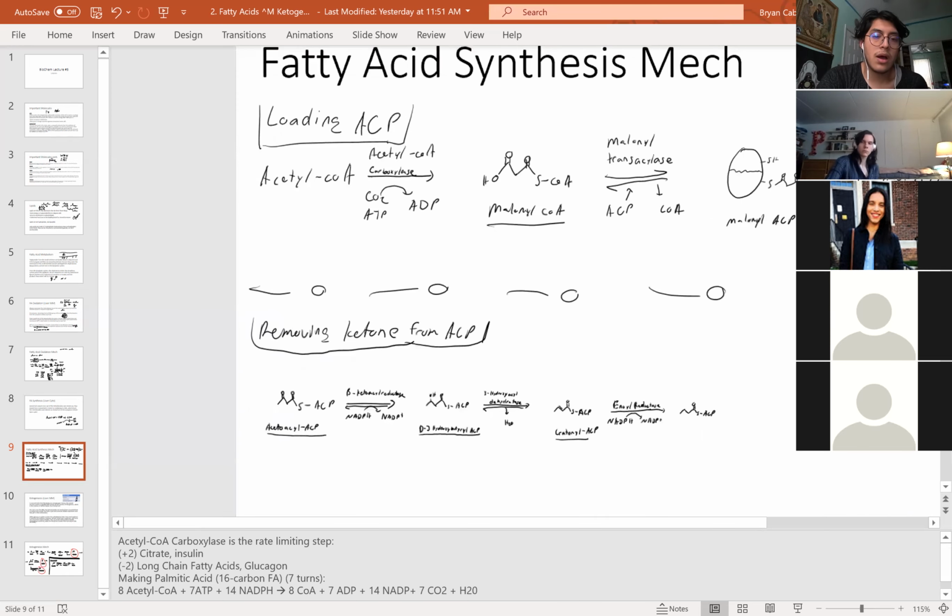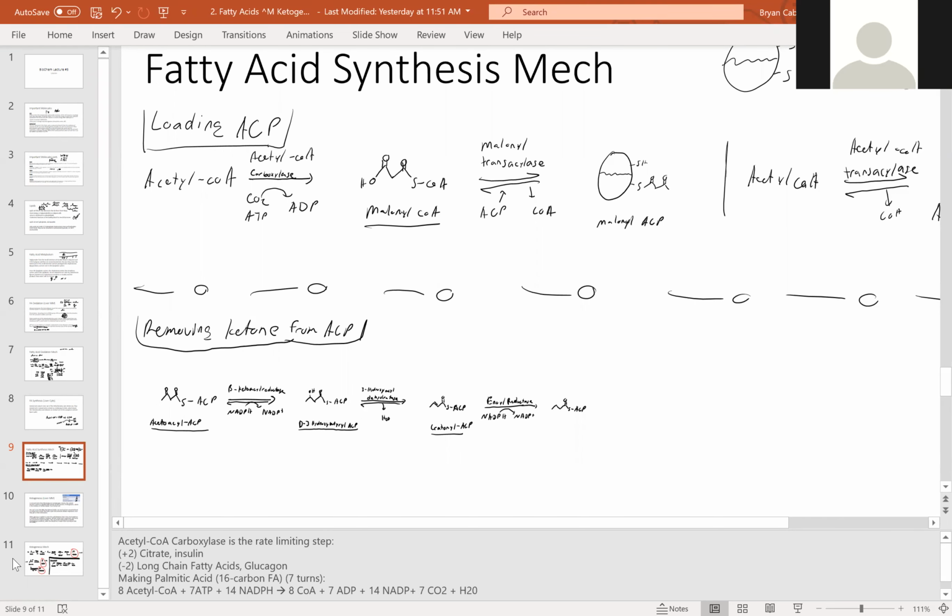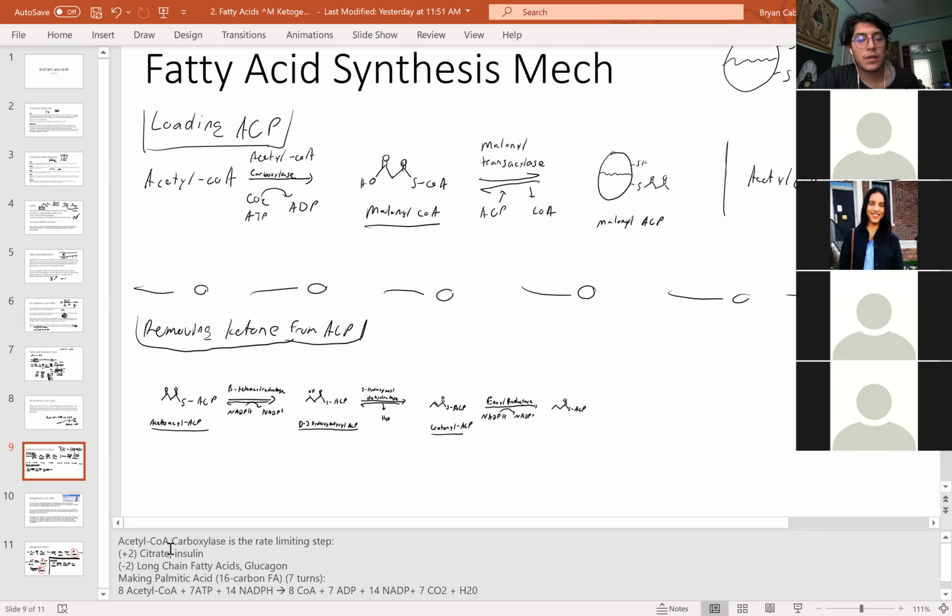So really quickly, as we mentioned before, there is a rate limiting step for beta oxidation. There's also going to be a rate limiting step for fatty acid synthesis. And of course, it's going to be at this nuts looking enzyme over here, acetyl-CoA carboxylase, the thing that's introducing this carbon dioxide group. So in this enzyme, we have 2 things that activate it and 2 things that inhibit it. The 2 things that are going to be activating it are citrate and insulin. Can anyone tell me why citrate or insulin would be activating fatty acid synthesis?